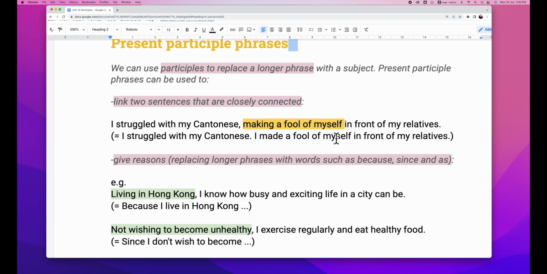We can replace and connect two sentences by using the present participle, ing, changing the word made to become making, taking away the subject I, and putting a comma. So the whole sentence will become: I struggled with my Cantonese, comma, making a fool of myself in front of my relatives.